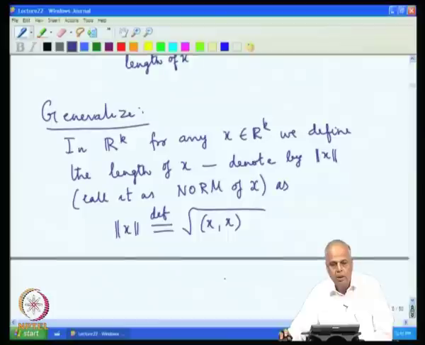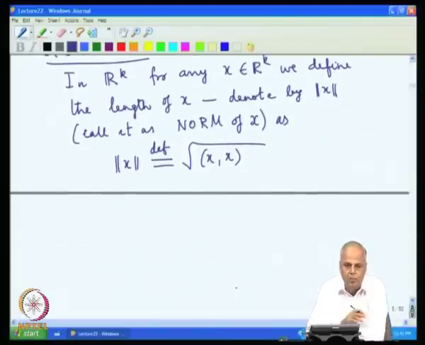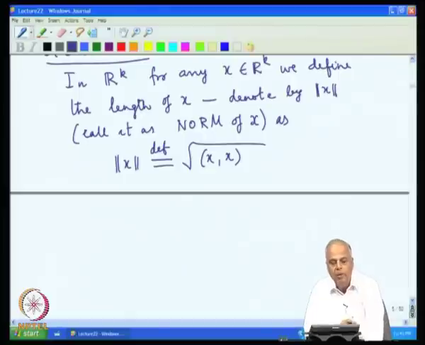Notice that there is no problem of taking the square root of the inner product of x with x, because we have already observed that for any vector x, the inner product of x with x is a non-negative quantity, and therefore, we are taking the square root of a non-negative quantity. So, we will get only a real quantity.